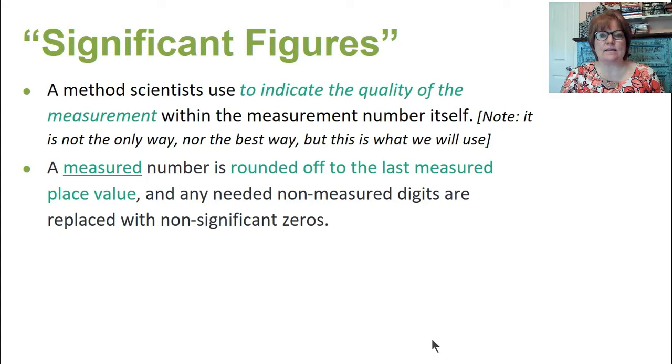It's not the only way, but honestly, as much as you will probably tell me you don't like significant figures, doing true error analysis in the statistical details is actually harder. So the idea is that a measured number is rounded off to the last measured place value. Remember, that uncertain digit is still a measurement, so that's the last measured place value. We're going to round it off there. If there are any non-measured digits after that, we're going to replace them with non-significant zeros. Okay, what does that all mean?